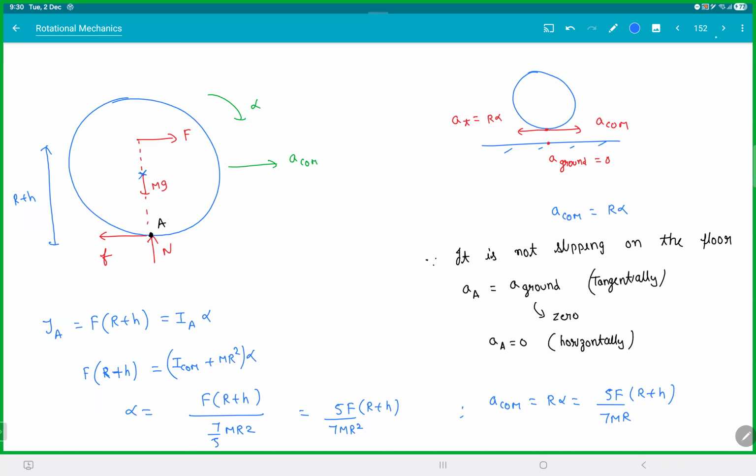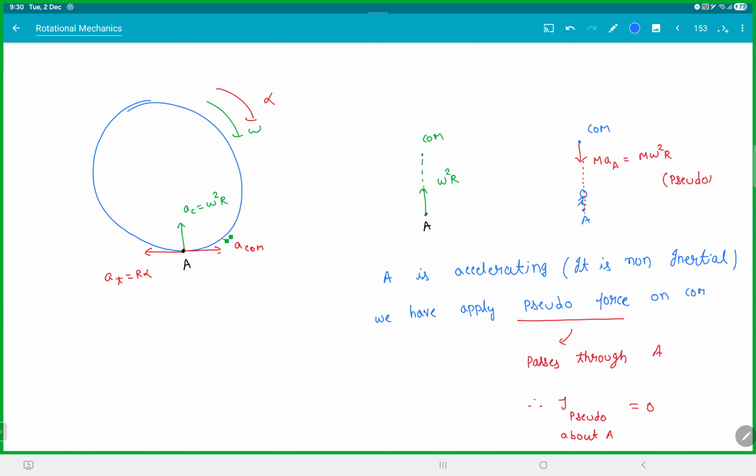Any confusion on why I took A? You can take any point. It will work, but you have to include a pseudo force. But A is special. A will have three accelerations. A center of mass and A tangential, they'll cancel because they're touching the ground. A center of mass minus A tangential is equal to A ground, which is 0. So there is a centripetal acceleration though. Clear with this?